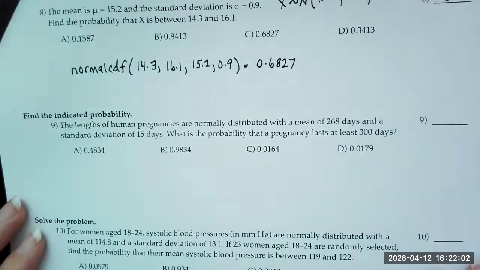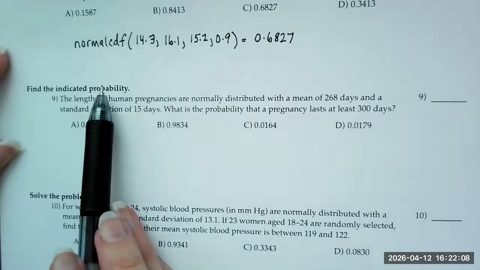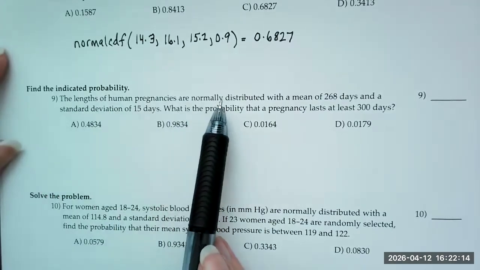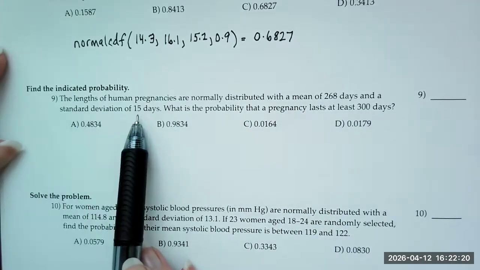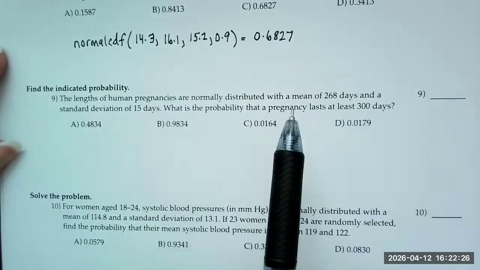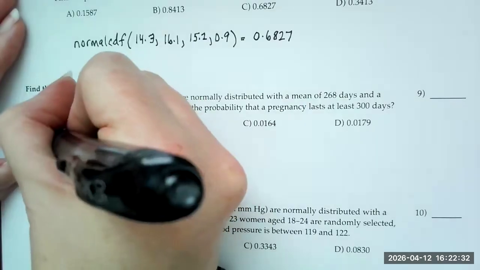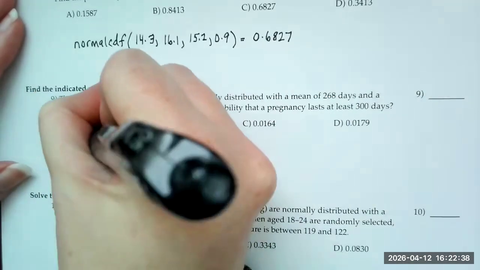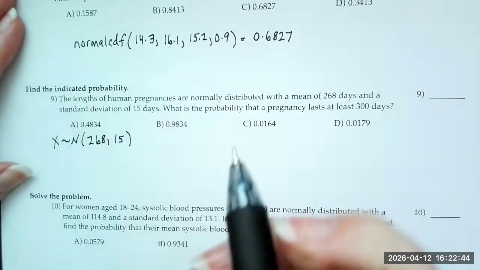Okay. Number 9. Just as find the indicated probability, so we're going to have to figure out what distribution we're talking about. The lengths of human pregnancies are normally distributed with a mean of 268 days and a standard deviation of 15 days. What is the probability that a pregnancy lasts 300 days? So this doesn't have any sample in here or anything like that. So this is just another normal distribution problem. And it's normally distributed from 268 as our mean, and 15 as our standard deviation.